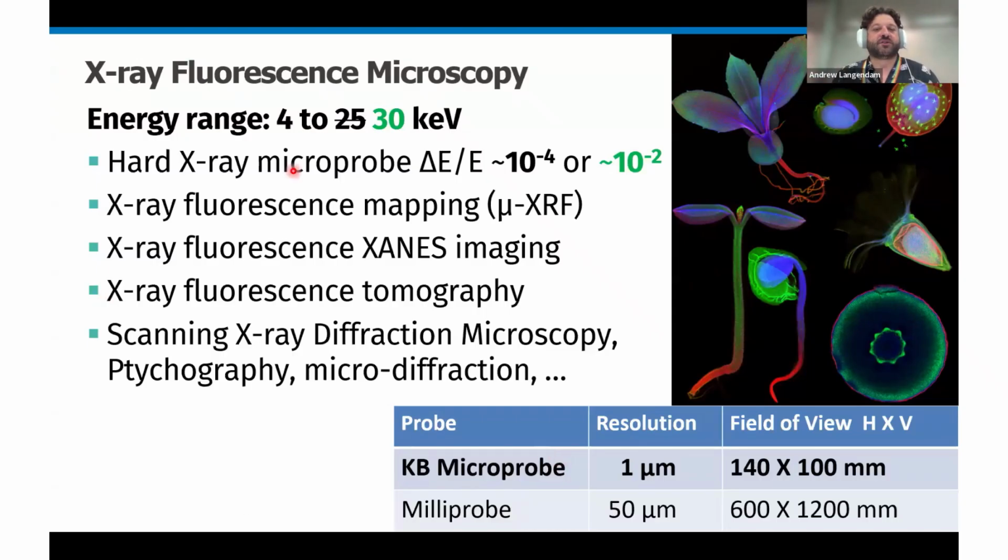So we do a whole bunch of fluorescence mapping. We do XANES imaging. We can do fluorescence tomography, although I'm not going to talk about that today. The applications of fluorescence tomography need a very light sample, a very light matrix sample, very low Z. It's not really applicable for geosciences, unfortunately. But then we do some of these other techniques as well.